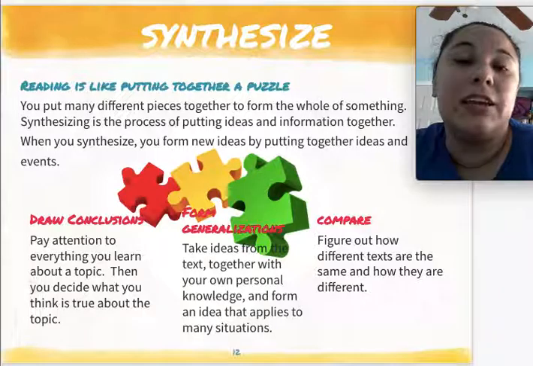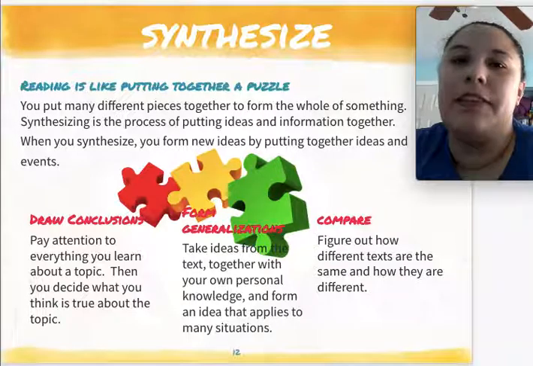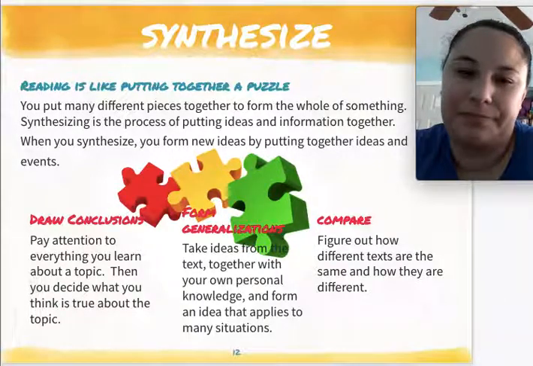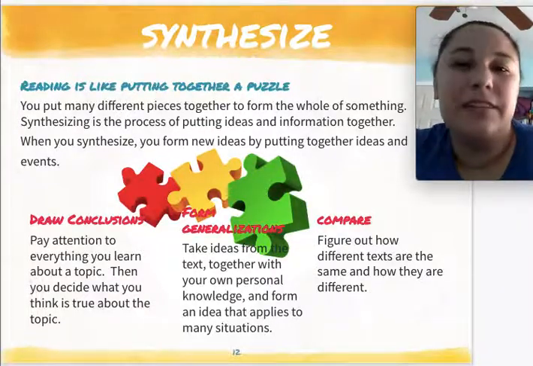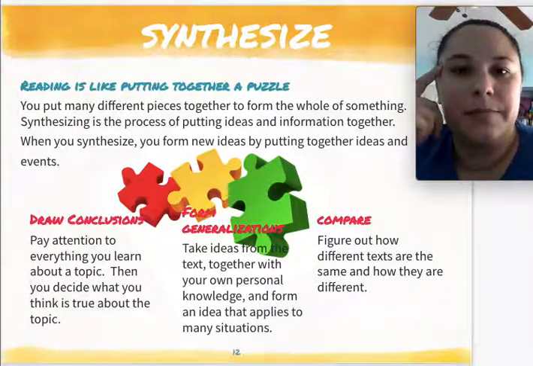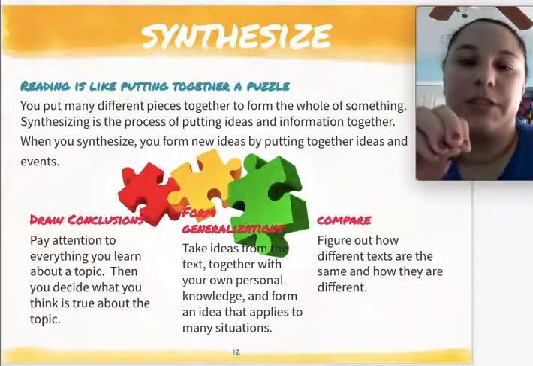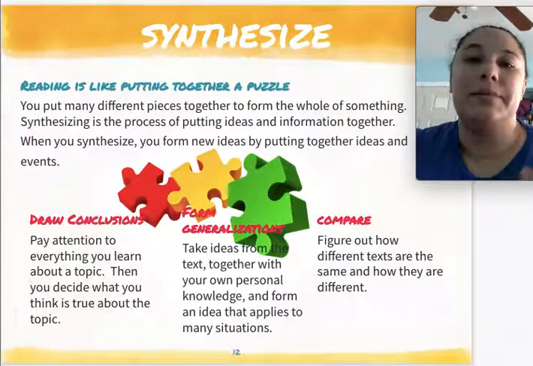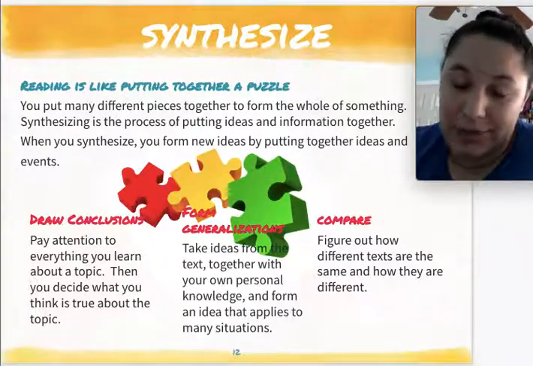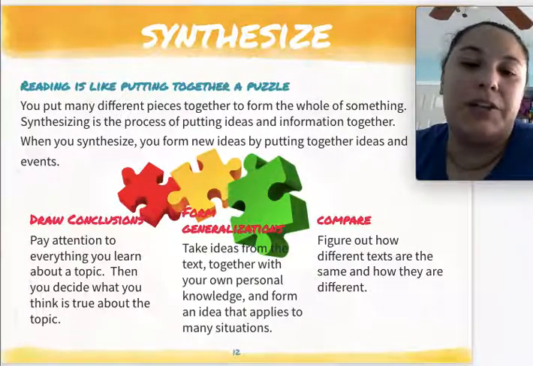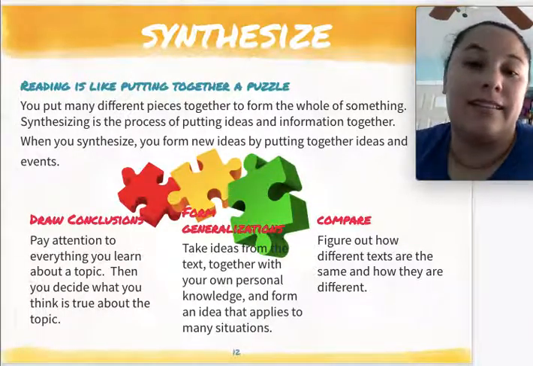There's 3 different ways that we'll do that this year. One of them is drawing conclusions. That means you pay attention to everything you learned about the topic and then you decide what you think is true. Another one is to form generalizations. Generalizations are kind of like an inference. You take something from the story and something from your mind and you put them together. But while an inference is about one small situation, a generalization is true in many places or for many things. And then another thing we'll do a lot this year is we're going to compare. So that's where you find out how the texts are the same and how they are different. So we'll be doing that a lot.